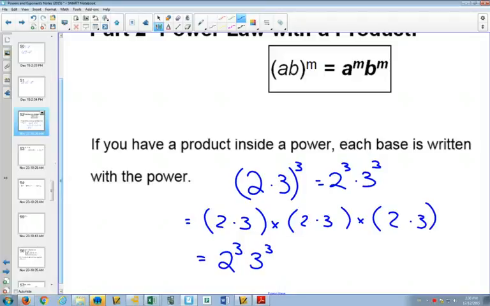Now, what else could we have done mathematically? If I did order of operations, what could I have done first? 2 times 3. And if I did 2 times 3, then I would get 6, right? So then I would just get 6 cubed. So 2 cubed times 3 cubed is the same as 6 cubed, if I did the inside first.